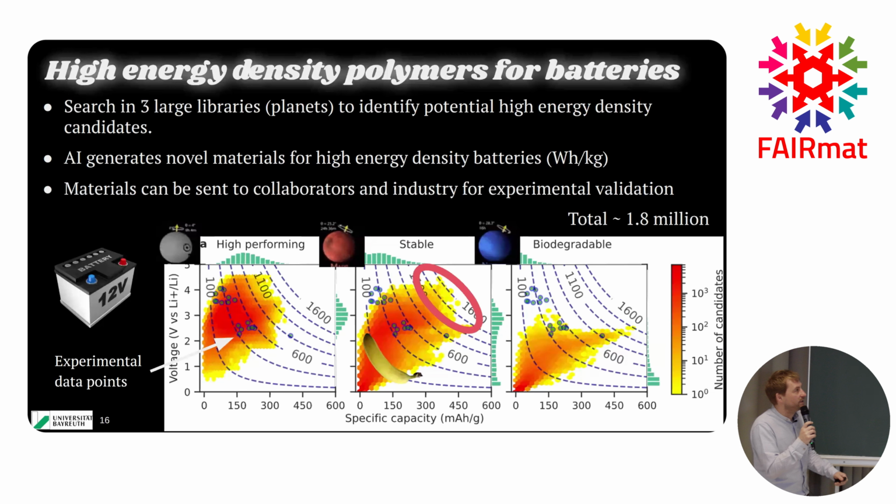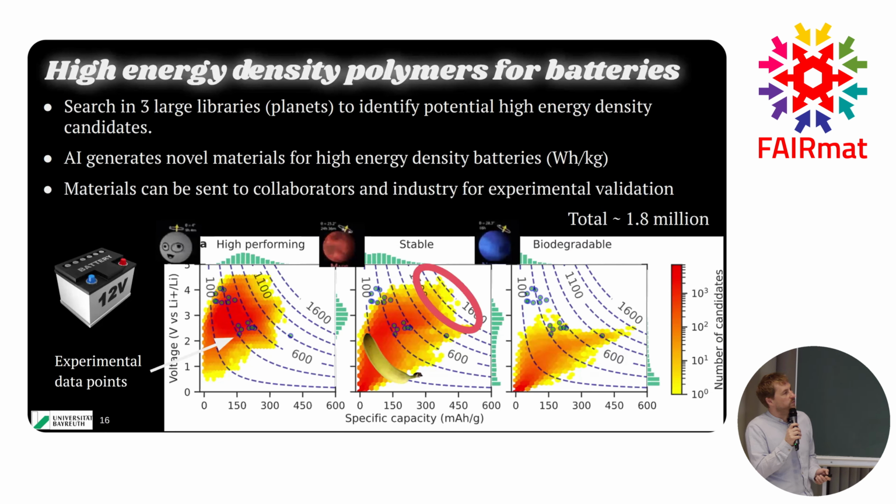Once we had set this up, we did the inverse design steps. In the inverse design step, we thought about a large library, a large space, that we want to search for new combinations or materials that we can use in batteries. We opted for designing a high-performing, stable and biodegradable material. Then we used the machine learning model to predict the voltage and specific capacity on these candidates.